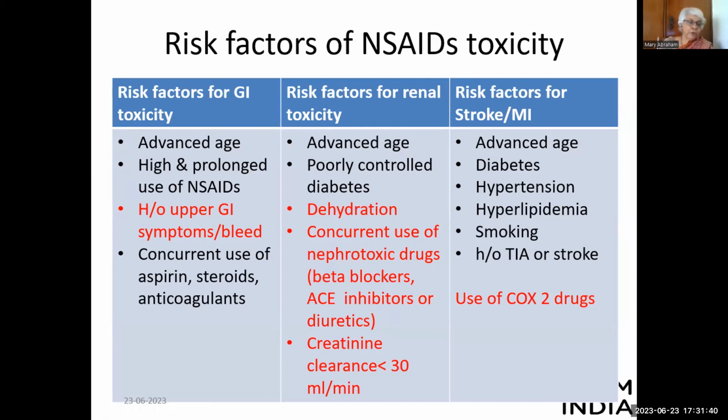And then for the people who have a risk of cerebrovascular or cardiac events, like those with diabetes, hyperlipidemia, history of TIA or stroke or angina, you must avoid the COX-2 inhibitors because of the prothrombotic effects.